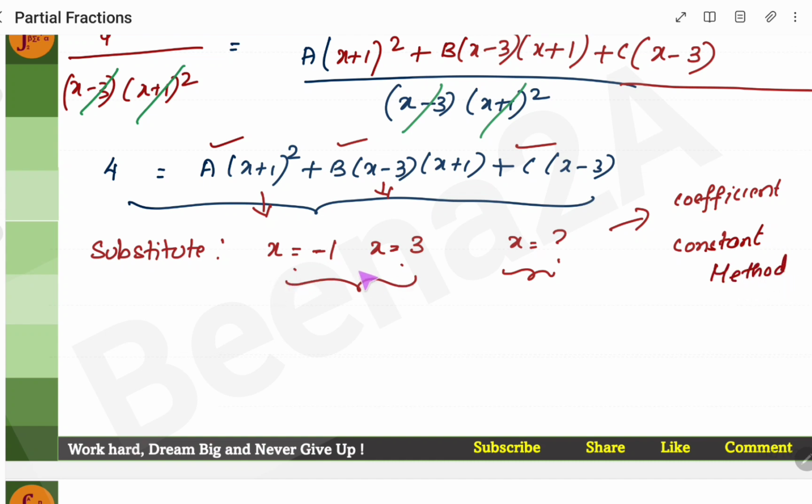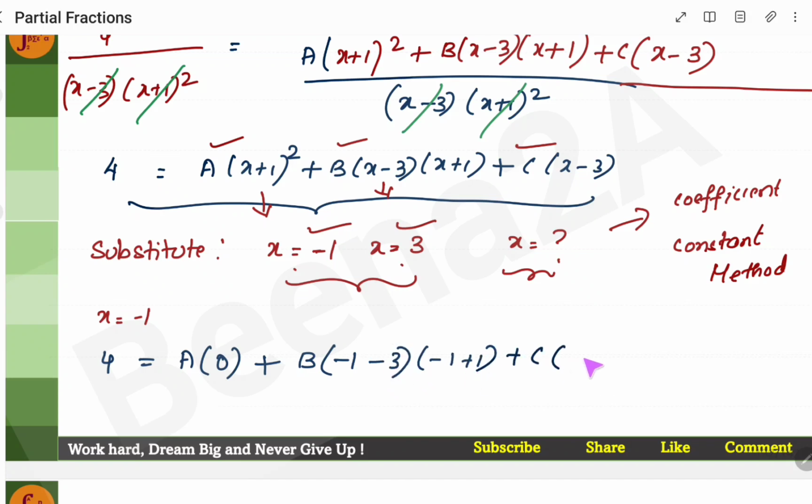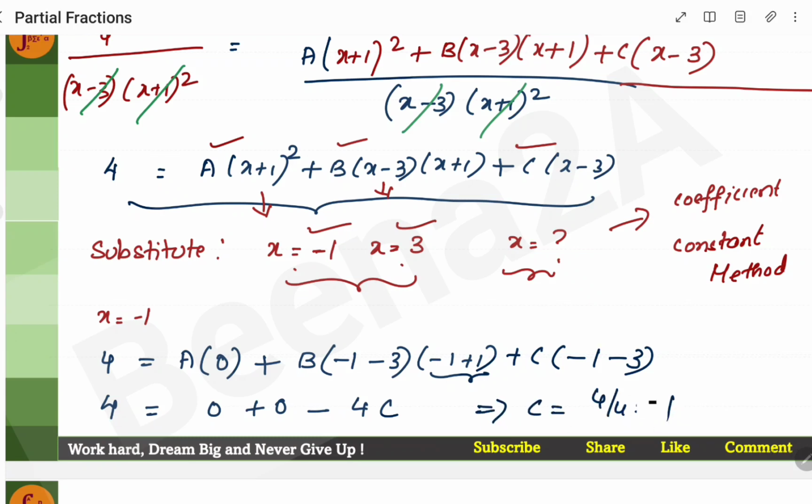First, let's substitute whatever we have. We have these two values. Let's substitute. So I'll take x is equal to minus 1. So it will be 4, x is equal to minus 1, is a into minus 1 plus 1 is 0, plus b into minus 1 minus 3 into minus 1 plus 1, plus c into minus 1 minus 3. So this will become 0. This will also become 0. This will become minus 4c is 4, which means c is equal to 4 by 4, which is equal to 1. c is equal to 1.